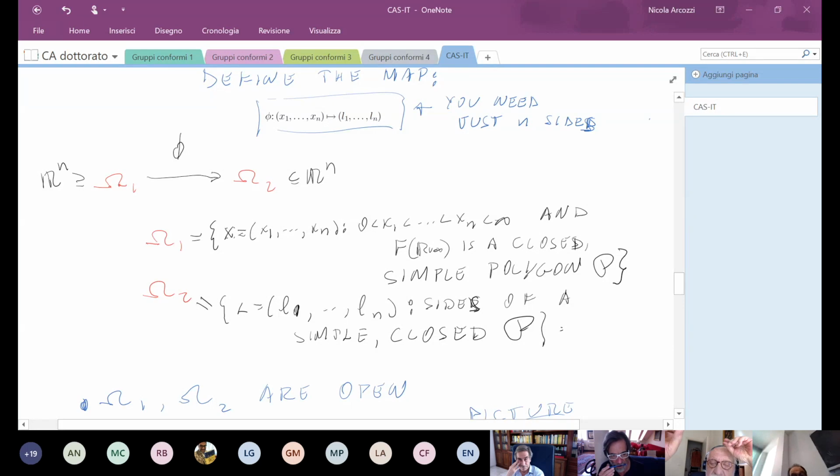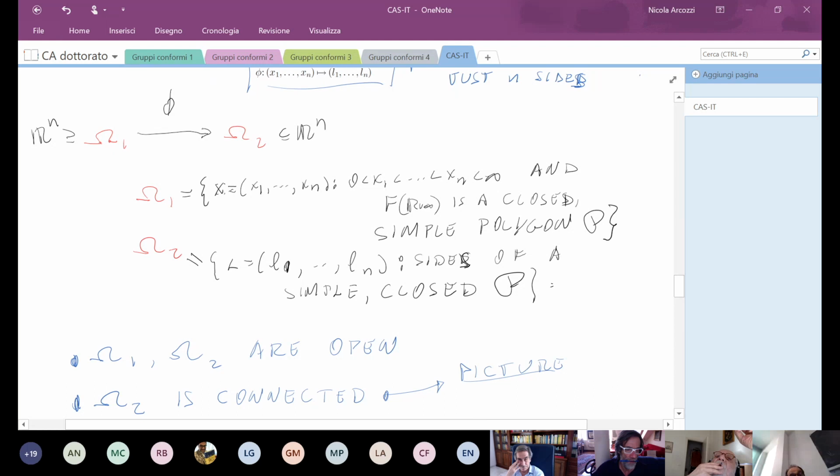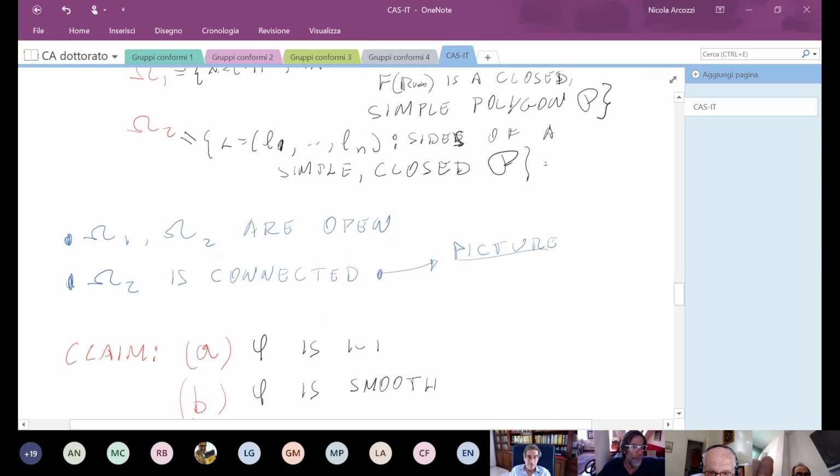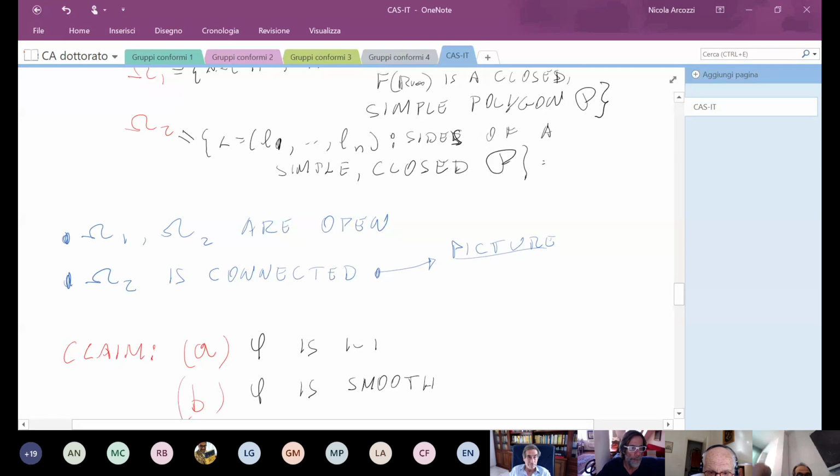And about omega 1, since the integral depends in a continuous way on these parameters x1, ..., xn, if the image of one n-tuple is a simple closed polygon, if I move a little bit one of these and make a small perturbation, what I'm doing is just a small perturbation to this L1, ..., Ln, so I still have a simple closed polygon. Okay. So they are open. Okay, if you want to prove it, maybe it takes, I don't know, 2 pages or whatever.